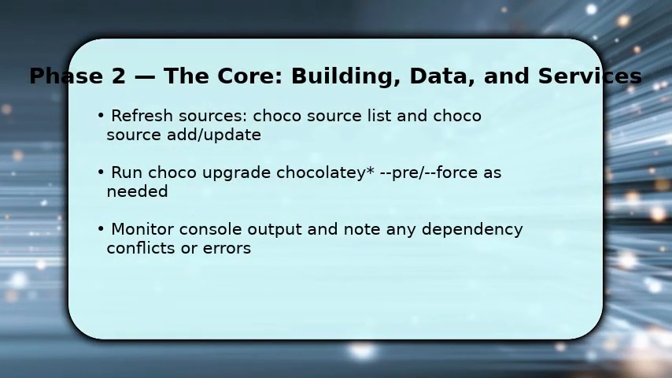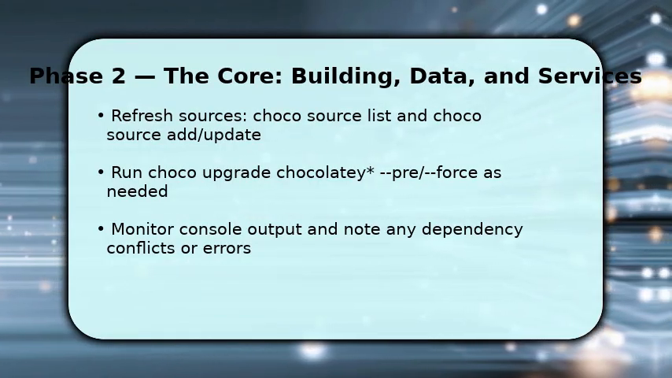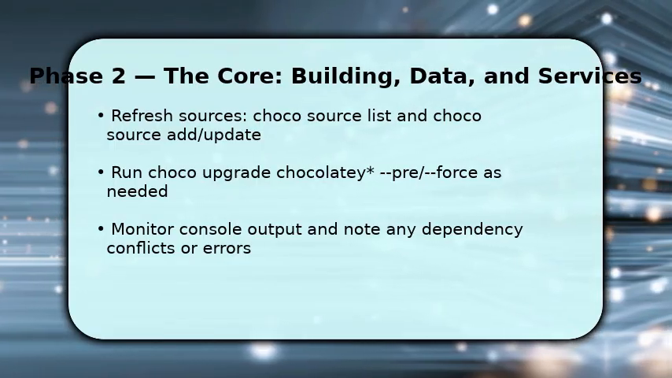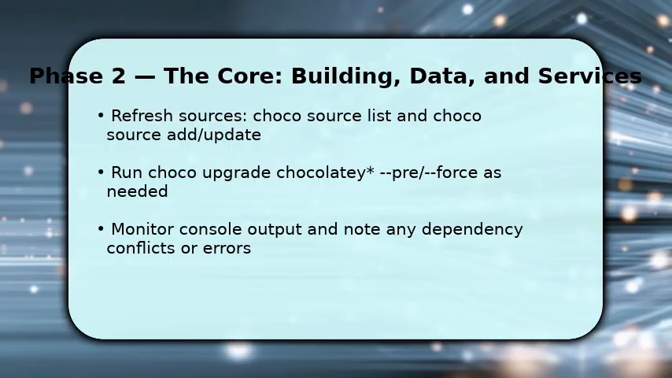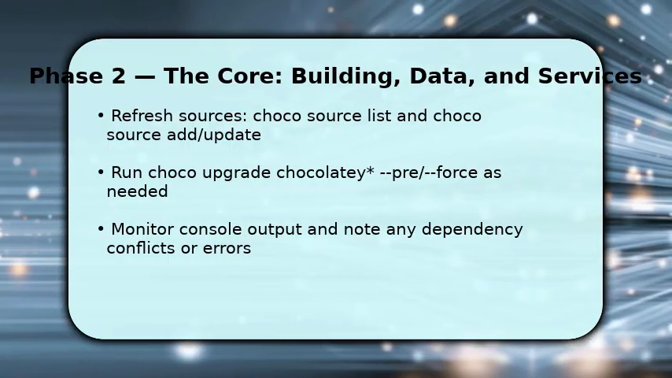First, refresh and verify package sources with choco source list. Add or update the Chocolatey Plus feed and API key if required. Next, execute choco upgrade chocolatey* --pre --limit-output to pull the latest Plus components. Use --force only when necessary.